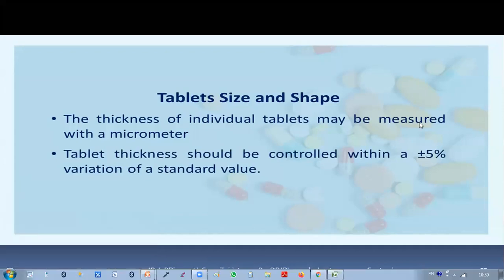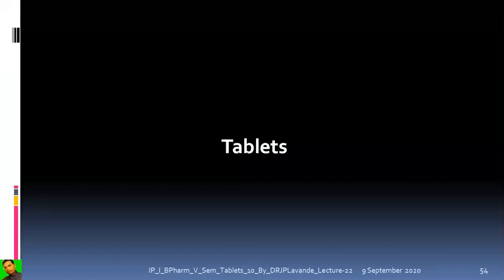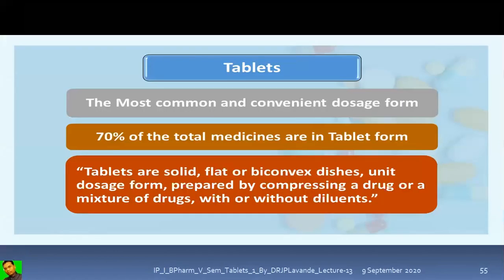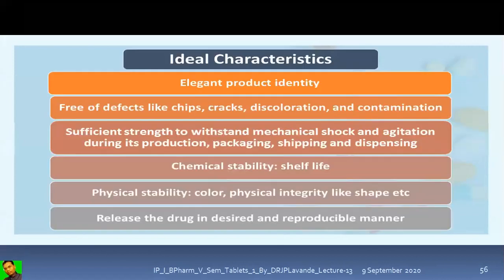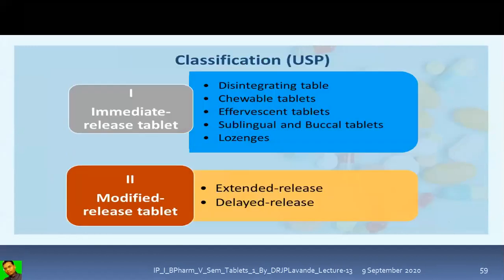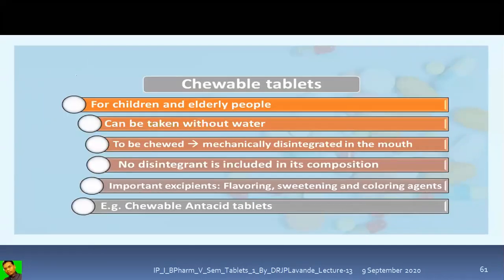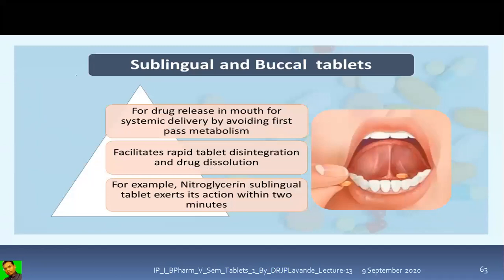So this is all about the tablet, and here we have completed the evaluation of the tablet. So let's have a recap of all the things that we saw as far as the tablet is concerned. Let's move somewhat fast right from our very first lecture. We went through the general introduction to the tablet, then the ideal characteristics, the advantages, then the disadvantages, then the classification, that is the immediate release tablet and the modified release tablet. Then we saw the details of the immediate release, with different examples like chewable tablet, effervescent tablet, sublingual tablet, buccal tablet, lozenges.